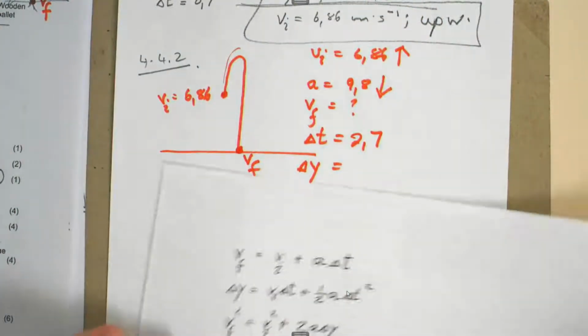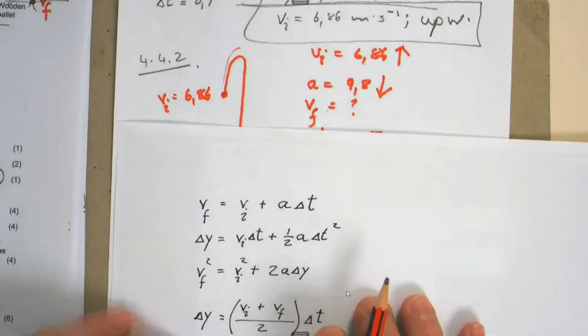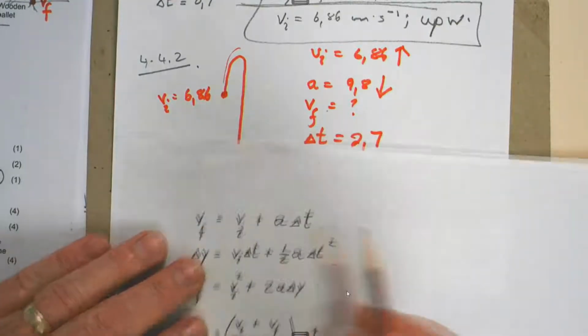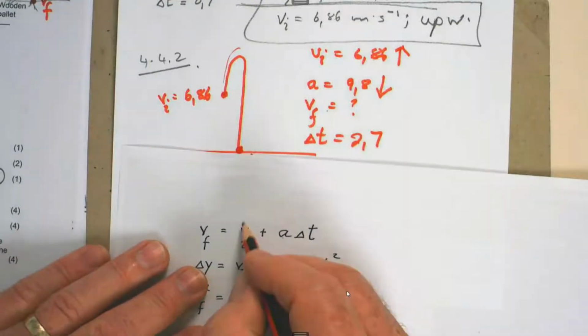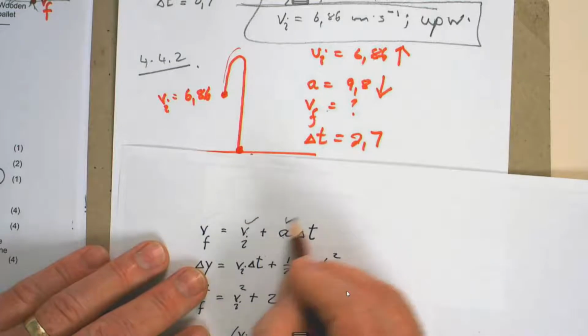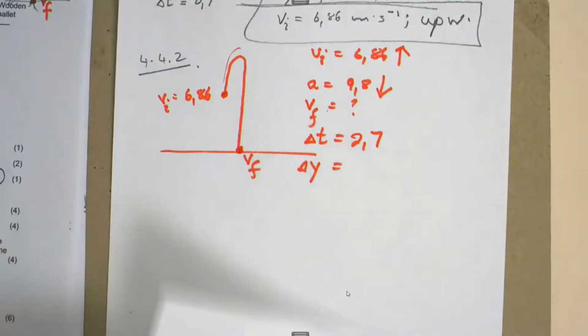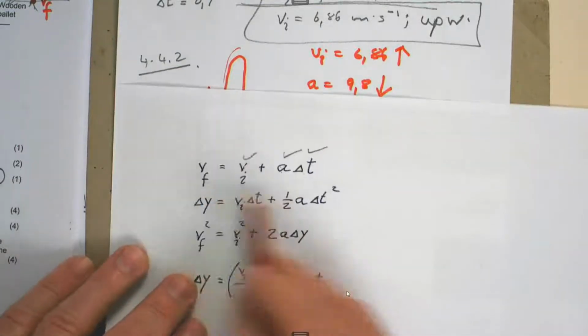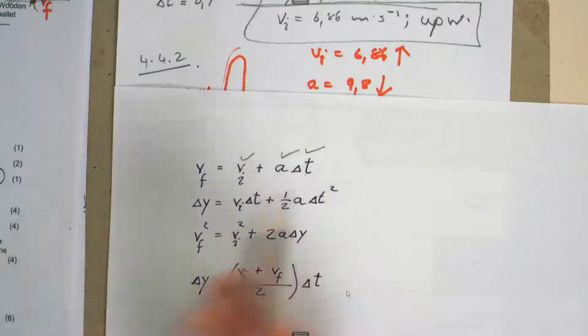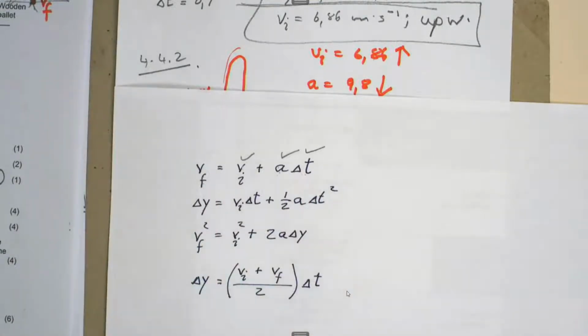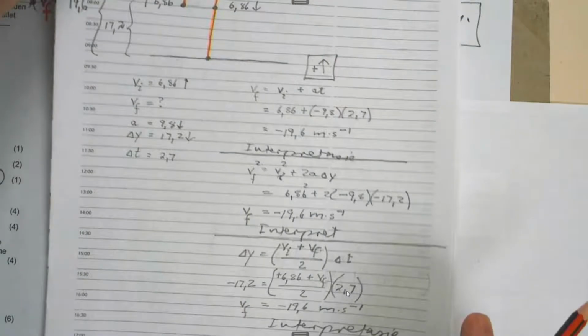Okay, so I want to know VF. Okay, so there's VF. Do I know VI? Yes. Do I know acceleration? Yes. Do I know the time? Yes. So with this equation, VF, VI, A delta T, you can easily calculate that. Now I'm going to show my rough work to you.